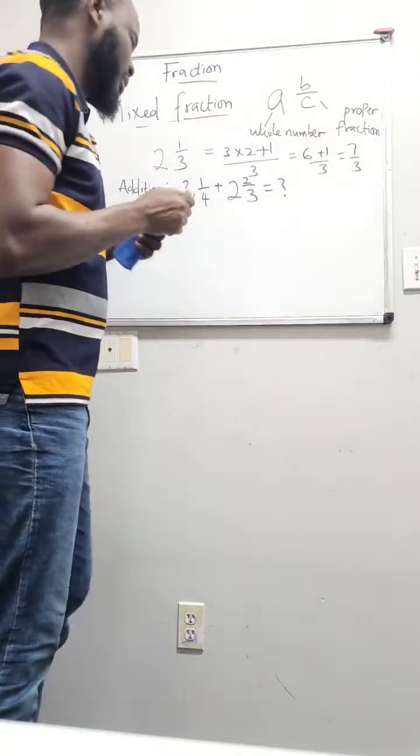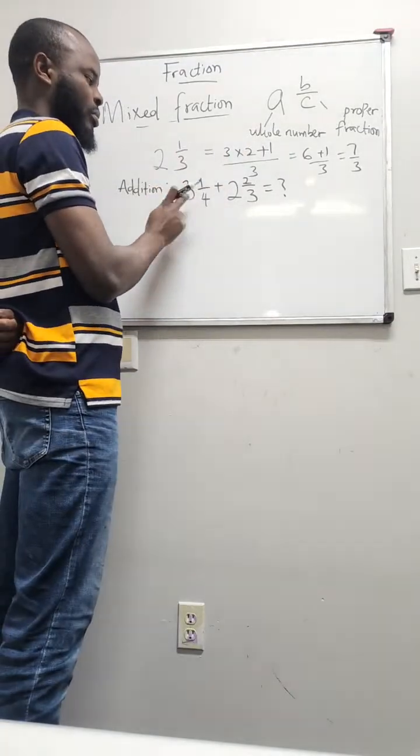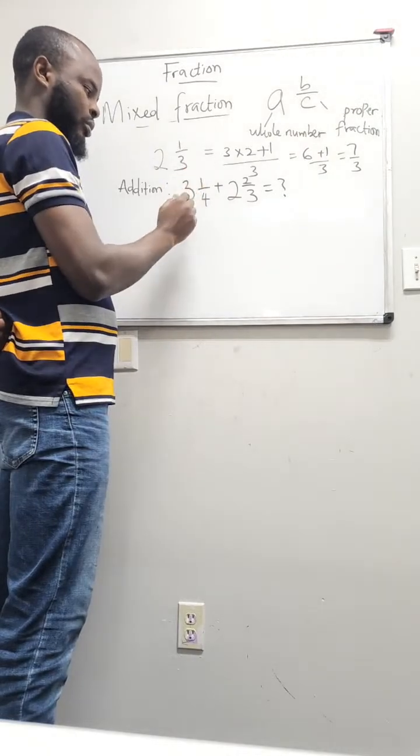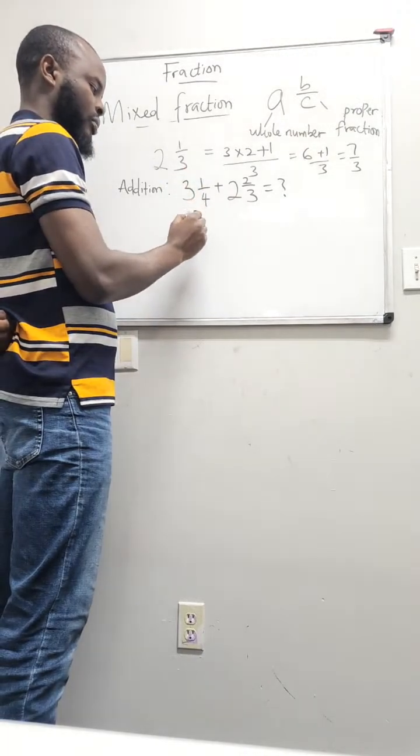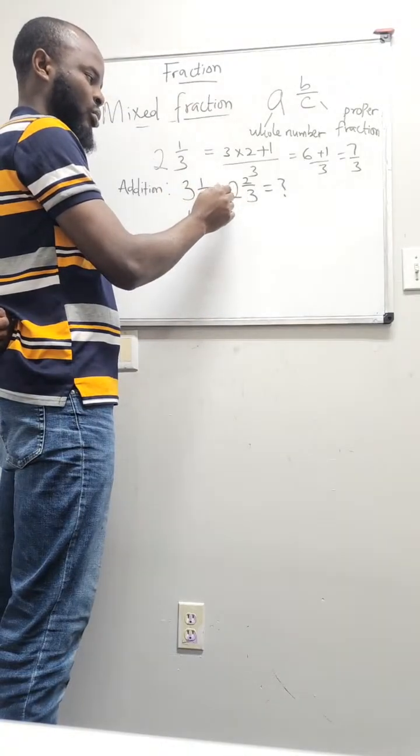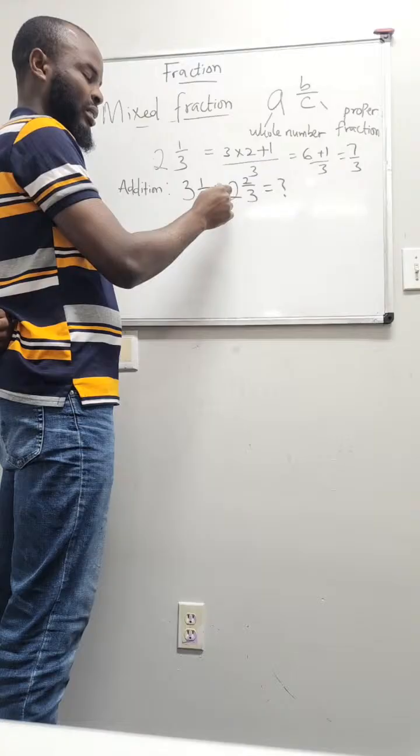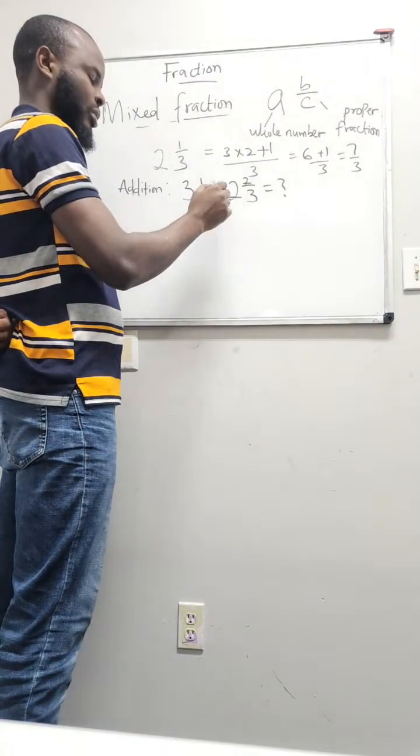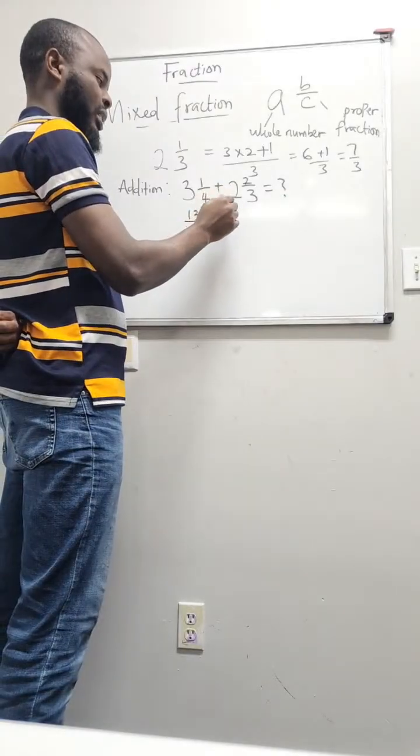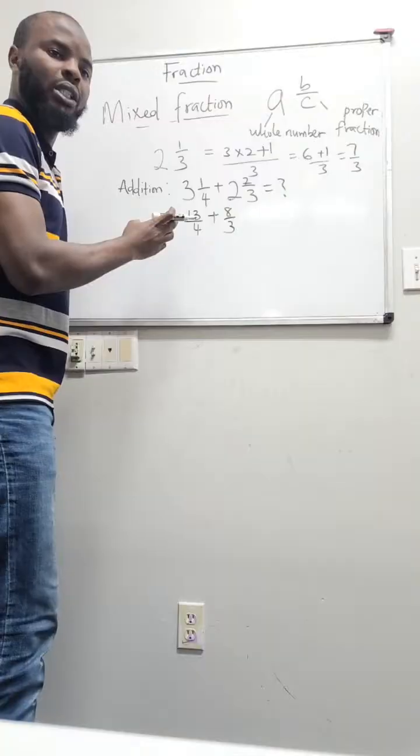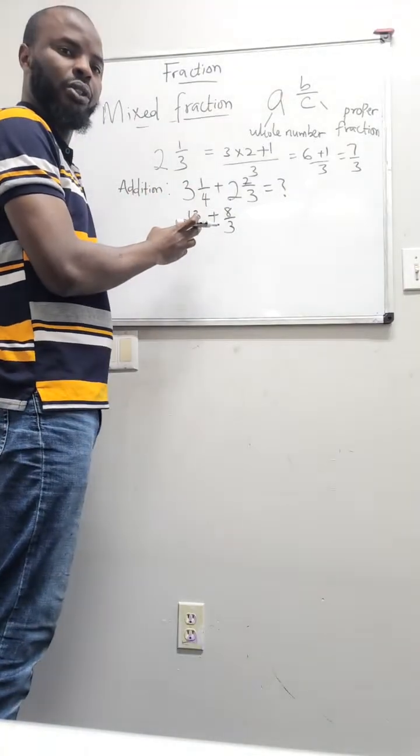Now, to do this, let's do this together. Here we have 4 multiplied by 3, which is 12, plus 1, which is 13 over 4, plus 3 multiplied by 2, which is 6, plus 2. 6 plus 2 gives 8 over 3. Then we can solve this using the normal approach.